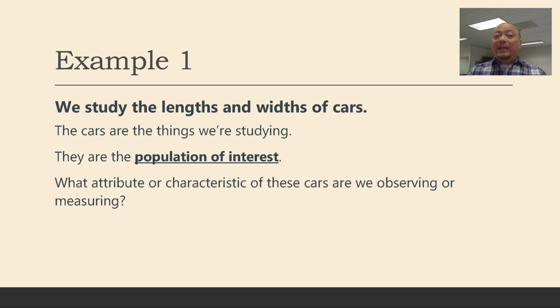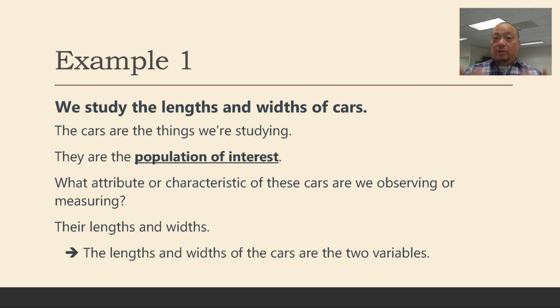Now, what attribute or characteristic of these cars are we observing or measuring? Their length and width. That means there are two variables here, the length of cars and the width of cars. Those are the variables.